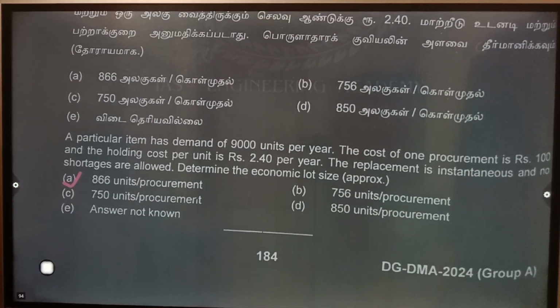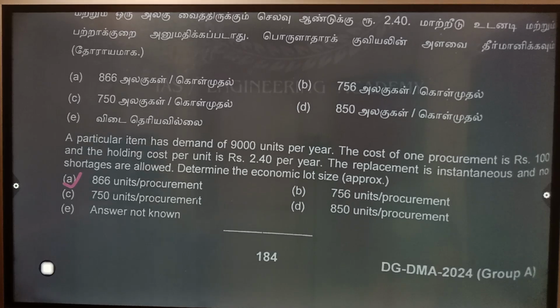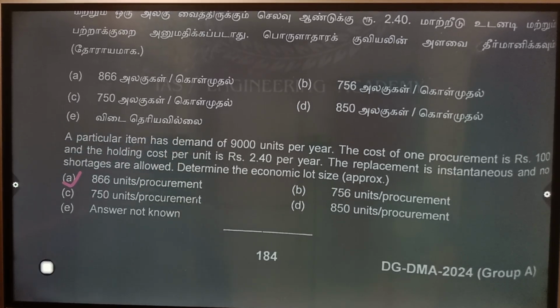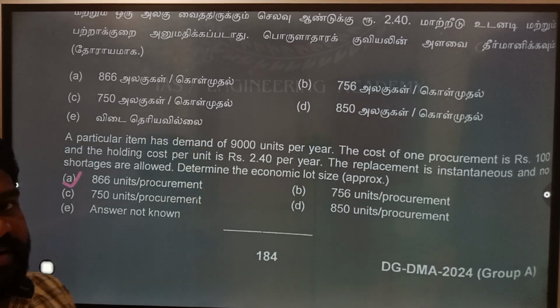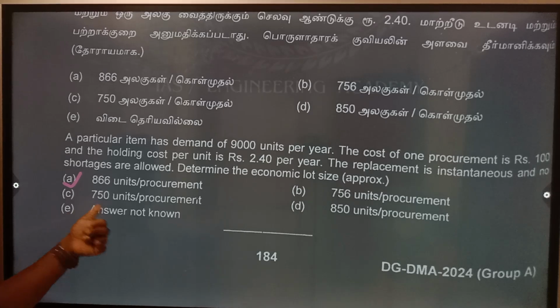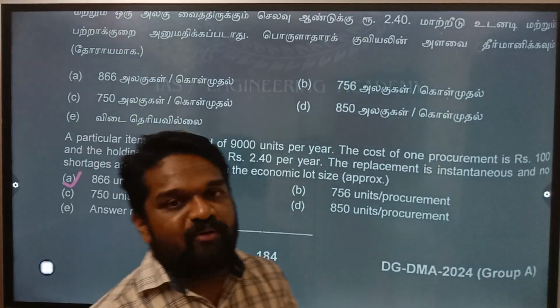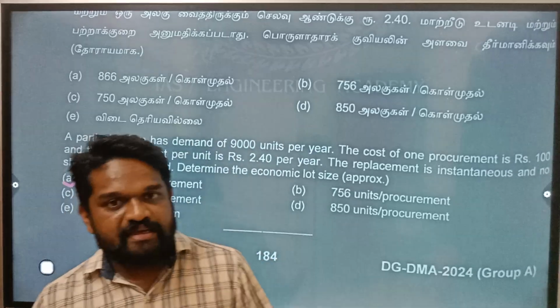Last question. A particular item has demand given. Determine the economic lot size. After calculation, you will get 866 units per procurement. Okay, 200. A is the answer. 866 units per procurement. Okay, so we have completed all the questions.